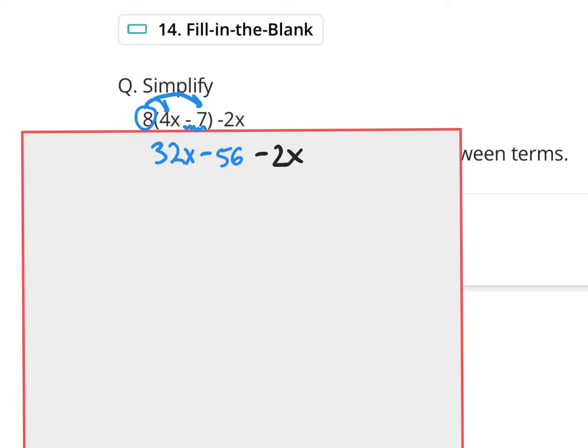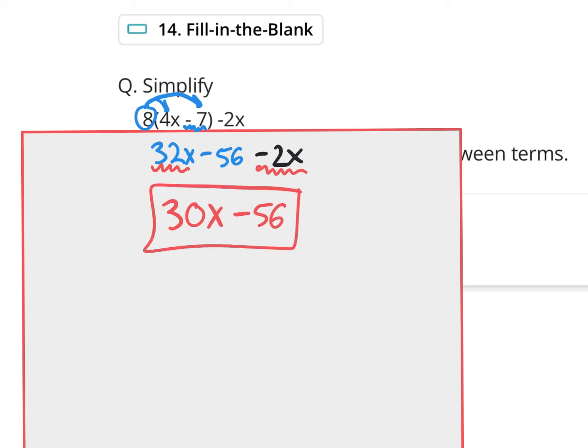So let's combine the like terms. It's always distributive property first and then combine like terms. That's what simplify means. So let's combine the 32x minus 2x. That is a total of 30 x's. Bring down the minus 56, and voila, we are done.